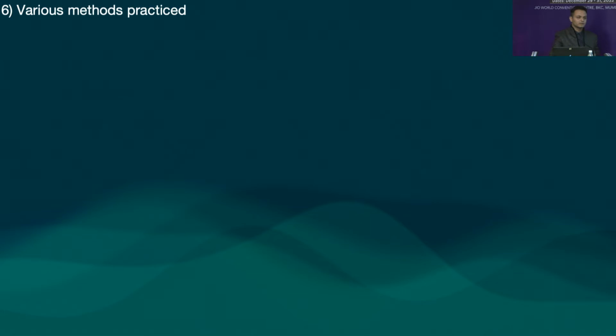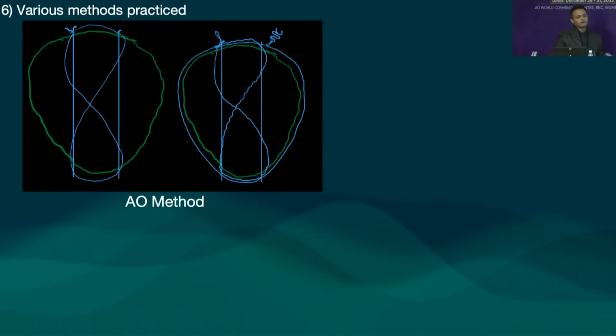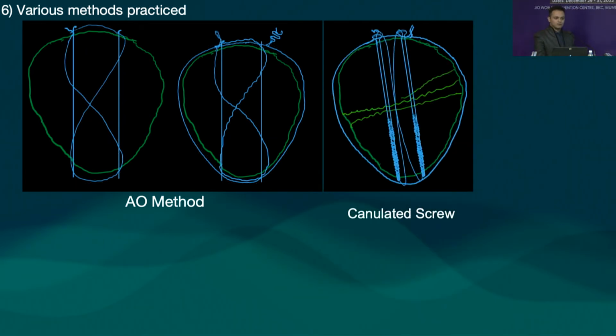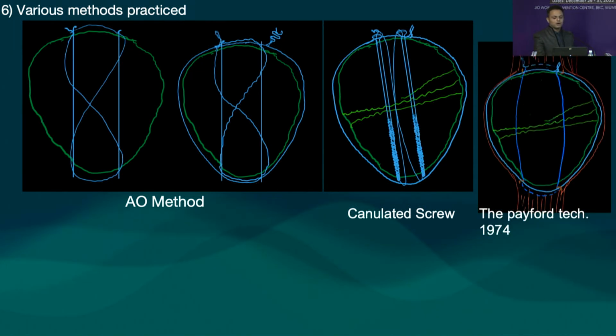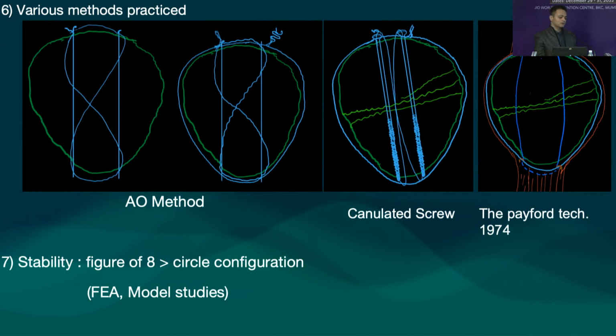There are various methods practiced currently, which is the standard AO method, as we know. It consists of maybe encirclage or not, with figure of 8 tension band wiring around the 2 K-wires. Recently they are using cannulated screws also, where we have the horizontal figure of 8 tension band wiring. The original technique was introduced in 1974, which has a circle of 0 anterior tension band wiring, directly passed through the quadriceps tendon as well as the patellar tendon. On the basis of finite element analysis and model studies, they have figured out that figure of 8 tension band wiring has more stability than the circle of 0.